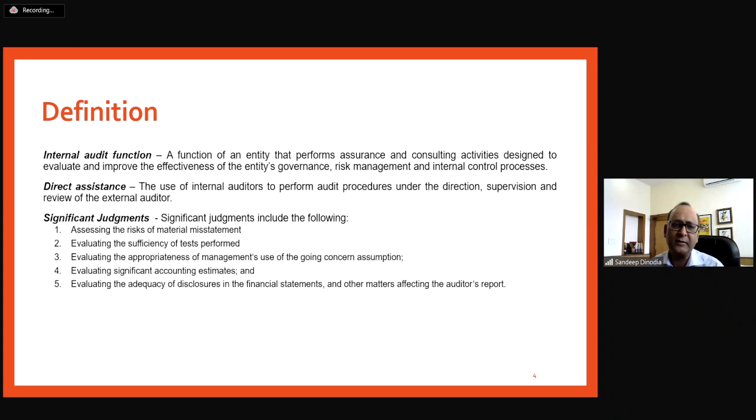We will be using the term significant judgments again and again while we go through this standard. Significant judgments include assessing the risk of material misstatement, evaluating the sufficiency of tests performed, evaluating the appropriateness of management's use of going concern assumptions, evaluating significant accounting estimates, evaluating the adequacy of disclosures in financial statements, and other matters affecting the auditor's report. So these are 5 matters where significant judgment of the external auditor is involved, and the standard says that we should not involve the internal auditor.